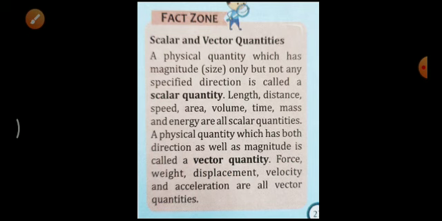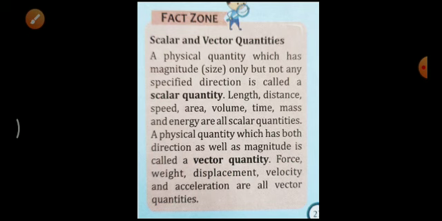Like length, distance, speed, area, volume, time, mass and energy are all scalar quantities, because whatever the physical quantity is, it has only magnitude. Length does not have any direction. Yes, distance also does not depend upon direction. Time also does not have any direction. Only magnitude.